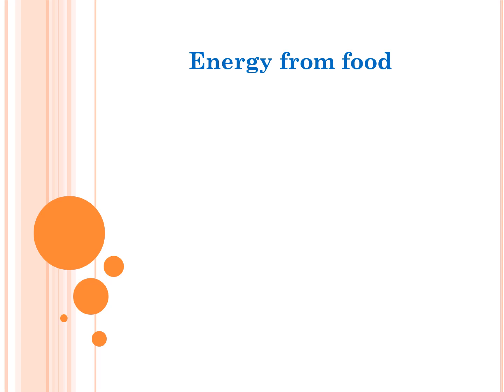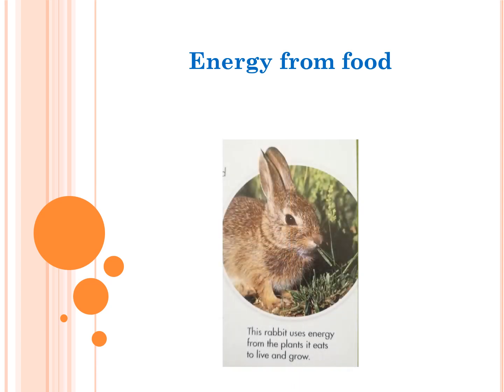Please read the title on page 101. Energy from food. Look at the picture on page 101. What do you see? Excellent! It is a rabbit. What is the rabbit doing? Good job! The rabbit is eating grass. The rabbit uses energy from the plant it eats to live and grow. So, all plants and animals need food.